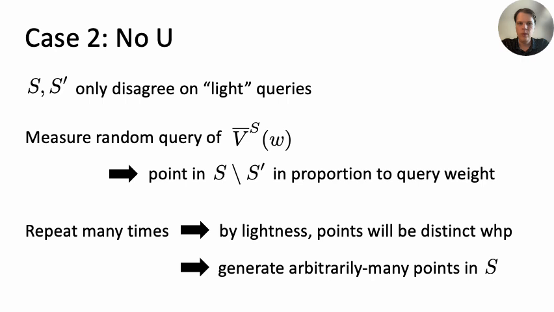So what we'll do is we will just repeat this many times. Since the witness W is classical, this is totally fine. We can run V bar of the S, evaluate on W many times, measure a random query each time. And by the lightness, these points that we sample will have high entropy and therefore will be distinct with high probability. And as a result, we can generate as many points as we want in the set S.